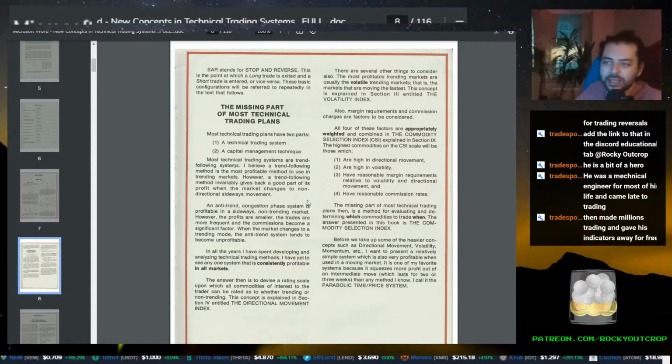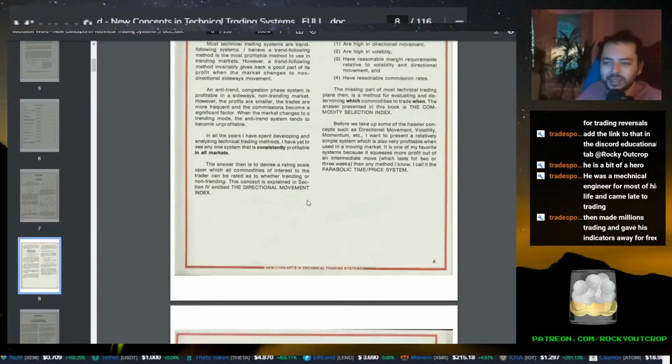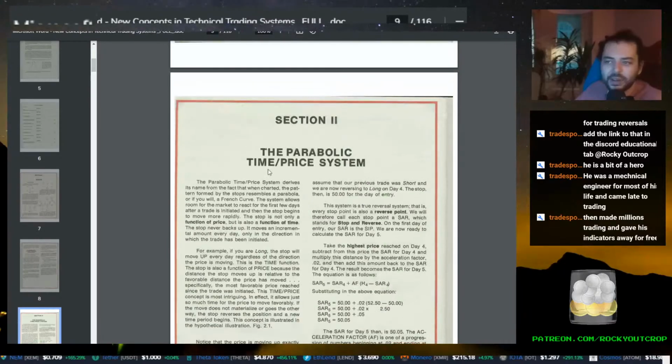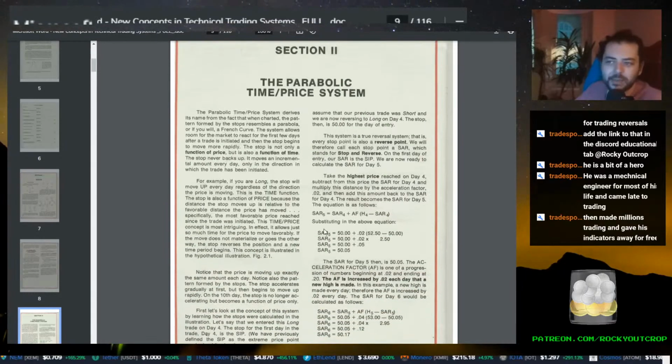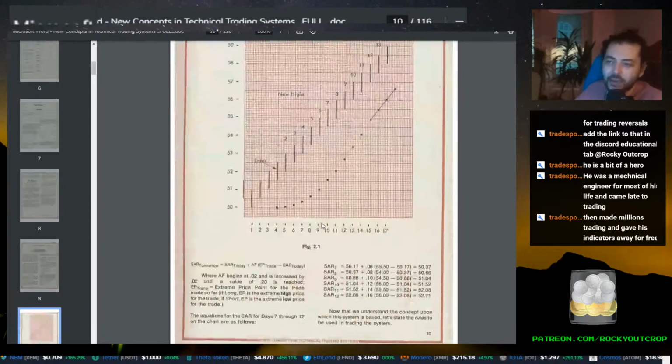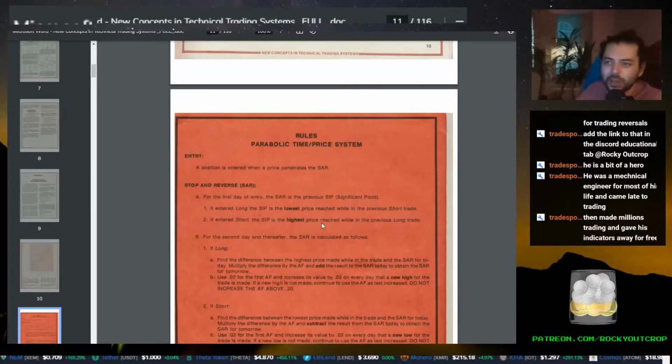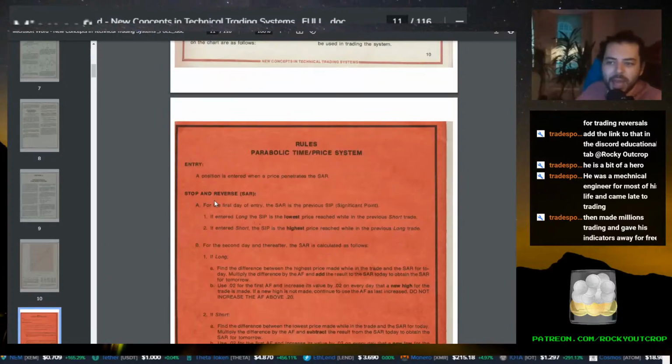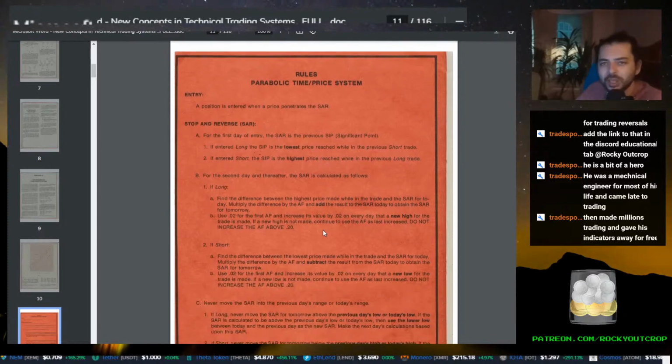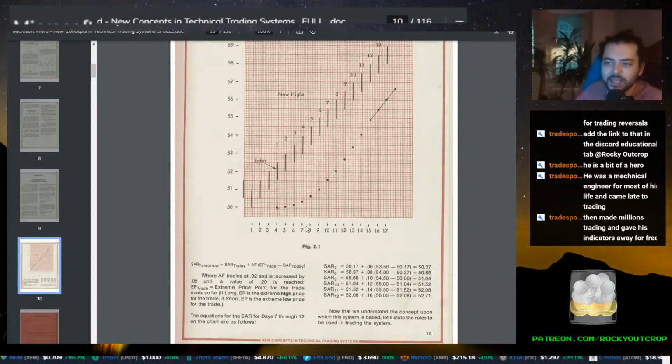So one of the things that he came up with to address this issue is this first chunk here, the parabolic time price system. We just call it the parabolic SAR now. And why is that? It's because we look for this stop and reverse point. And where the stop and reverse point is going to be is worked out by this mathematical formula over here, which is handy for us that we don't actually have to do the maths now.